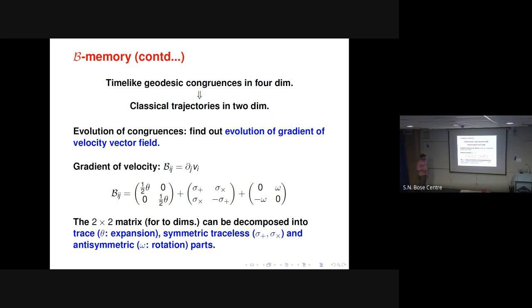So for studying the evolution of congruences, what you need to find is the evolution of the gradient of the velocity vector v. The vector field is V^i and the gradient is this ∇_j V_i. So in two dimensions, this V_ij can be decomposed in this fashion, where theta is the expansion, sigma is the shear and omega is the rotation. So this is antisymmetric, this is symmetric traceless, and this is the trace form. So you need to solve the components of this matrix to find out the behavior of these kinematic variables.